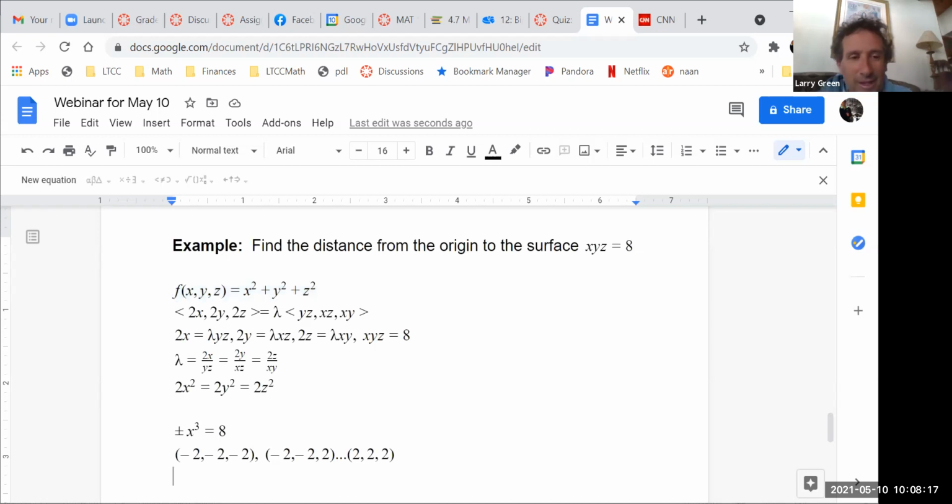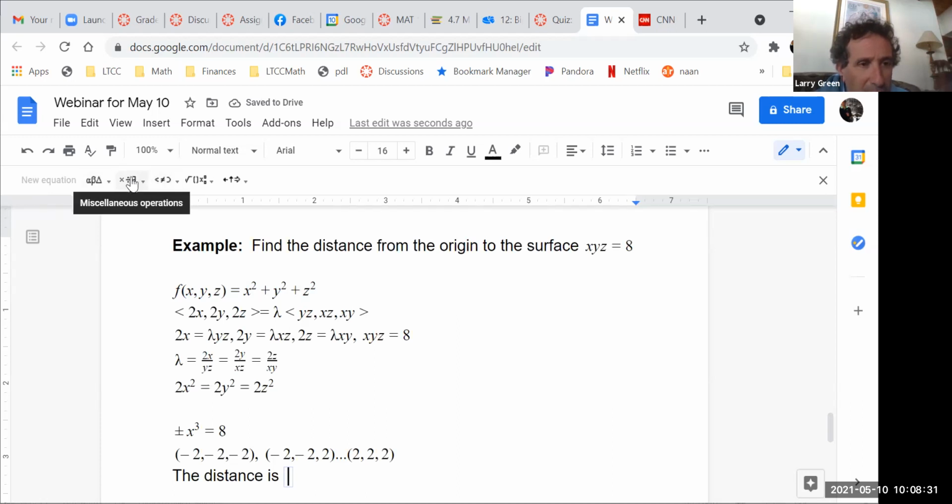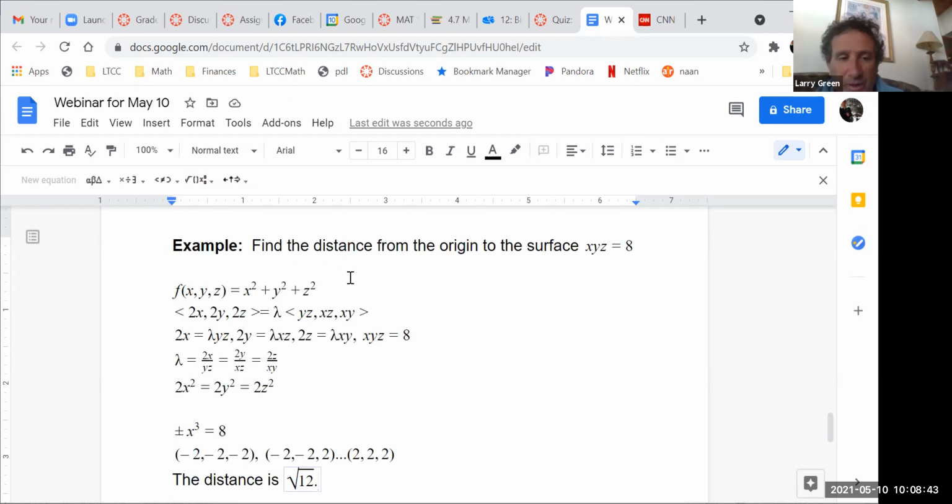12. Okay, now that was a square distance. So the minimal distance, or the distance, is the square root of 12. Any questions? Any questions on this example?